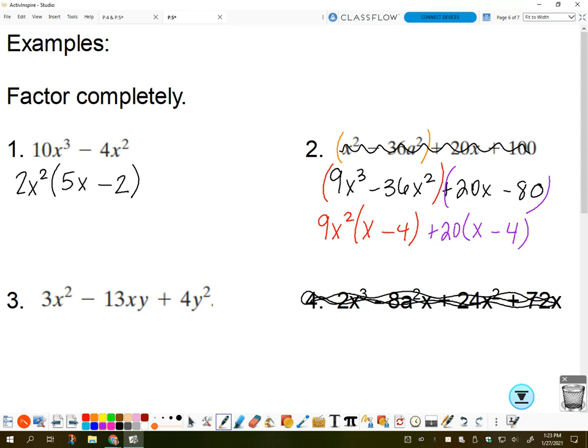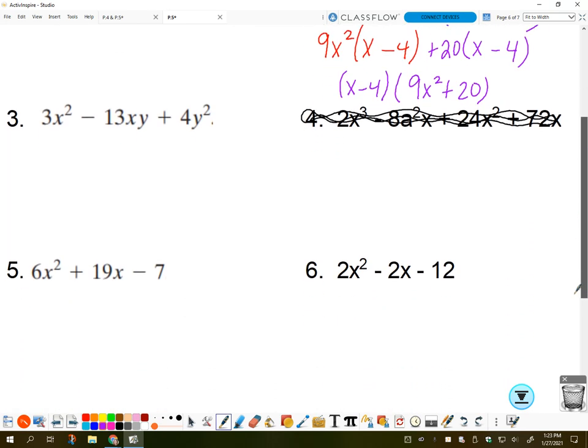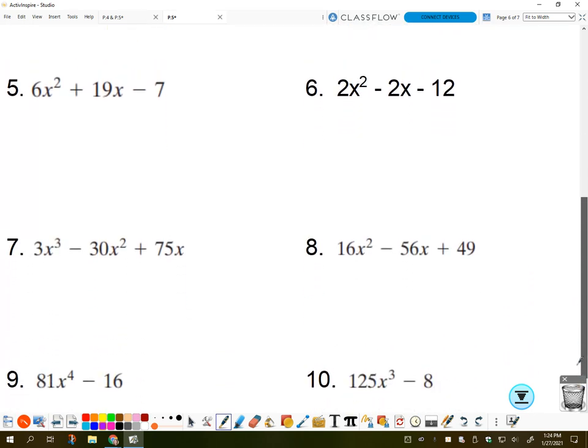All right, so now that we're back on track, we grouped the front 2, took out a 9x squared. Grouped the back 2, took out a 20. Now we have matching parentheses. So you can take out that x minus 4 and have 9x squared plus 20 left. Okay, I think the rest of these really do work. How many are there? Okay.